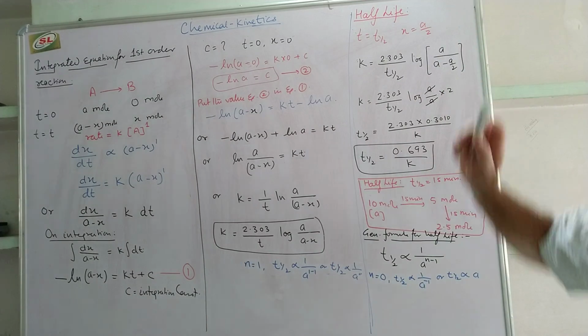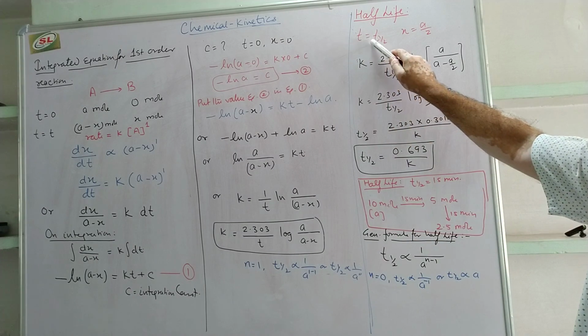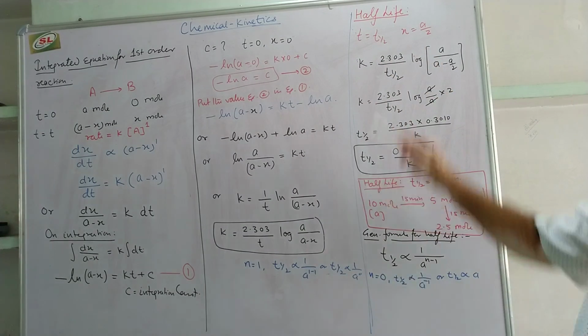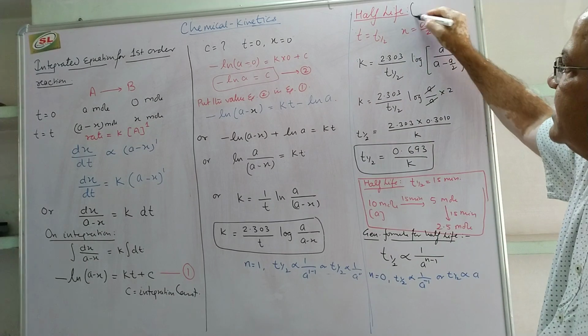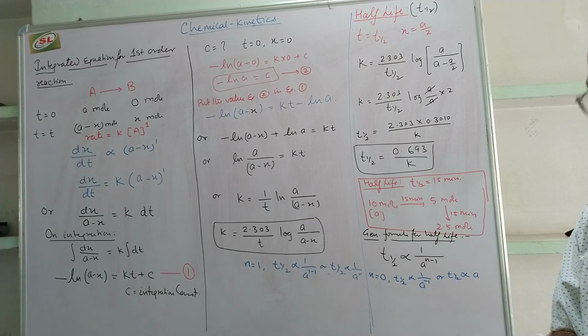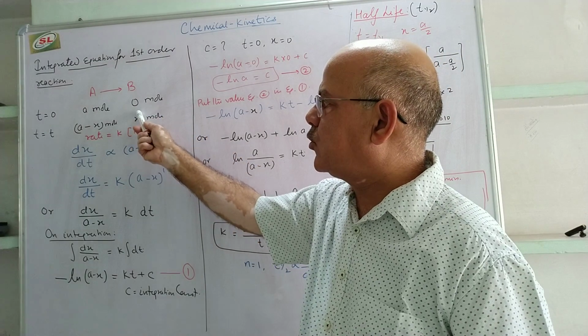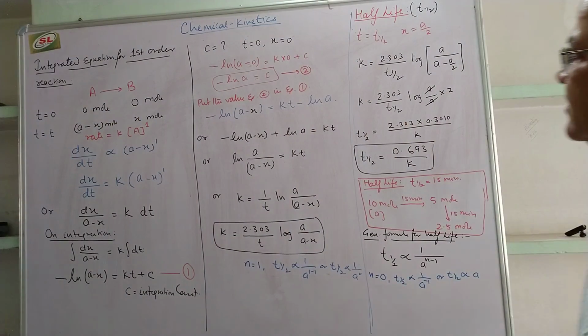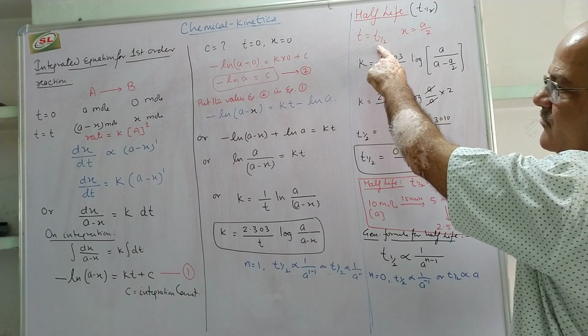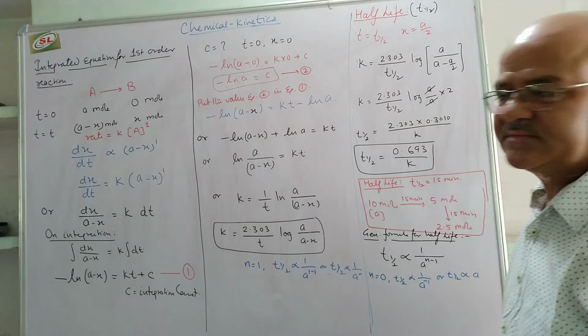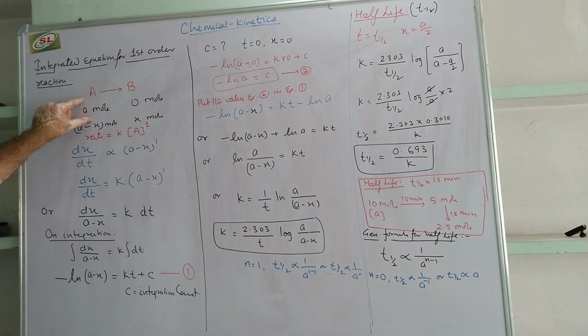For the half-life, suppose that when the time is equal to t half, the half-life, x will be equal to half of the initial concentration. When t is equal to t half, x will be equal to a by 2. That means if the initial concentration was 10 moles, after one half-life it will become 5 moles. Half-life will be different for different reactions and different reactants.